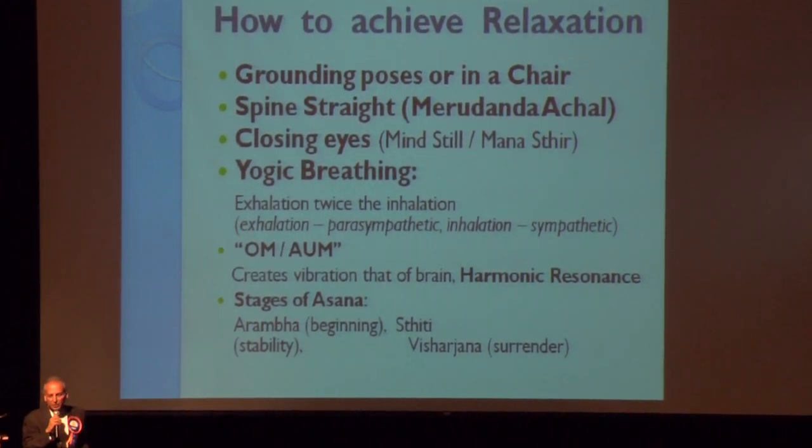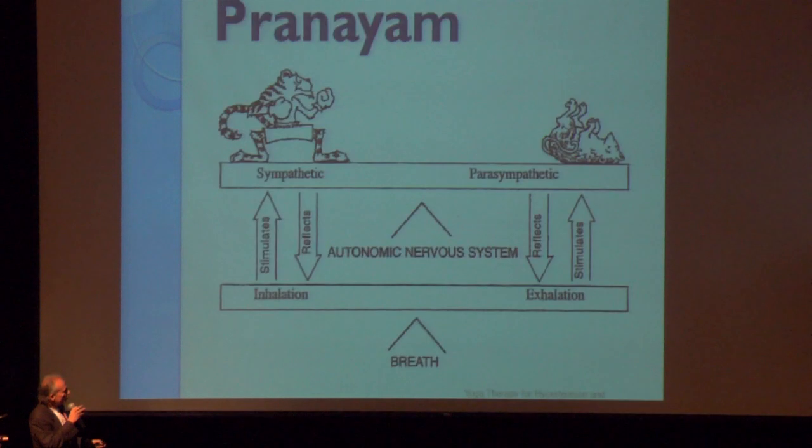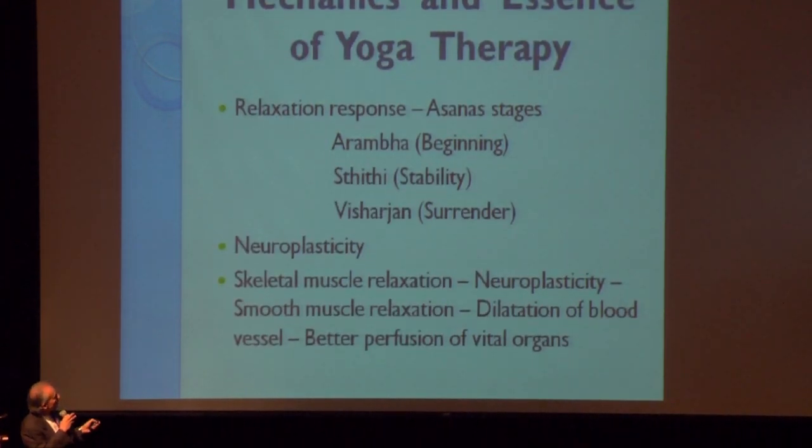When you put a person in asanas, the muscle contracts initially; it's called arambha, beginning. Then the muscle starts to relax. It's called sthiti, stability, and visarjan. We go through different phases, and here it shows that inhalation is sympathetic, exhalation is parasympathetic. By the time we keep them in this position for a longer time, the brain gets a signal called neuroplasticity. The brain thinks that's how I need to be.